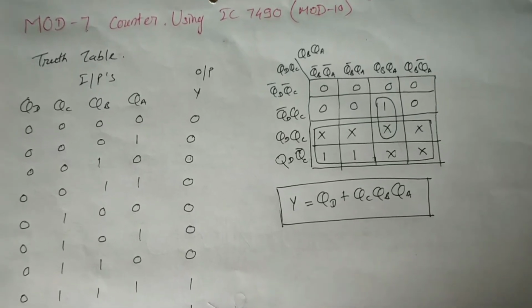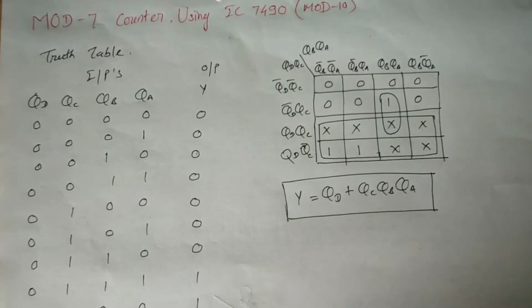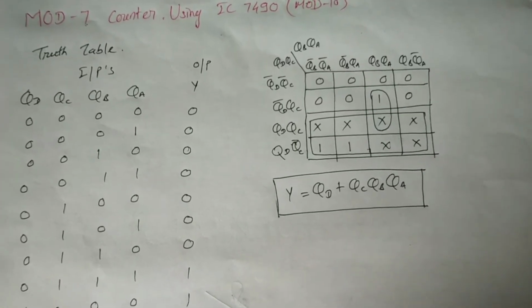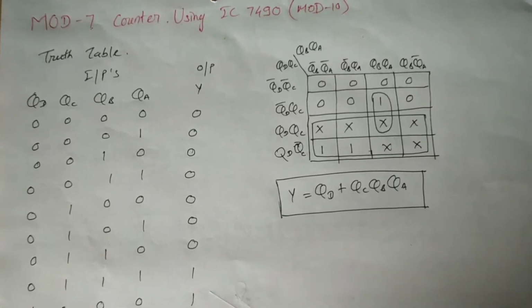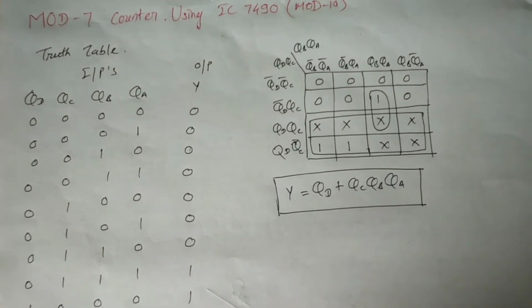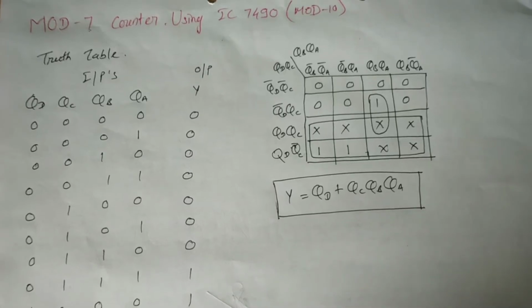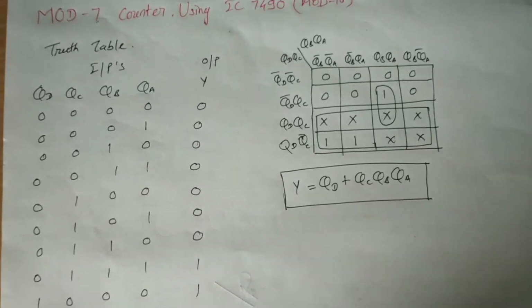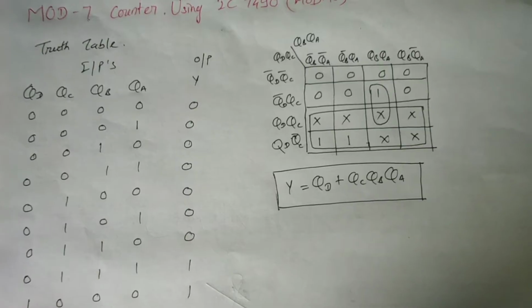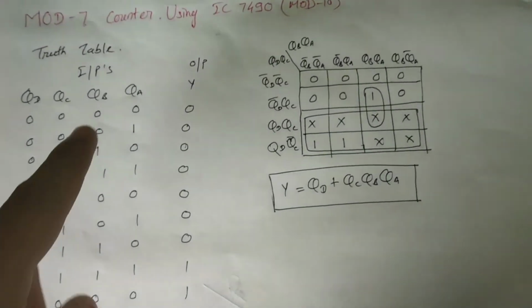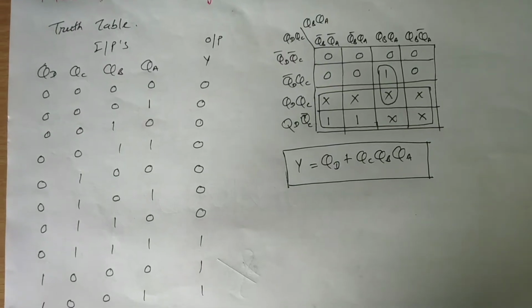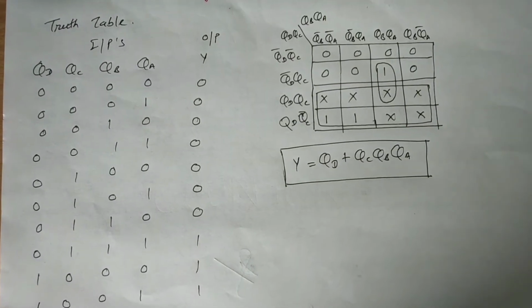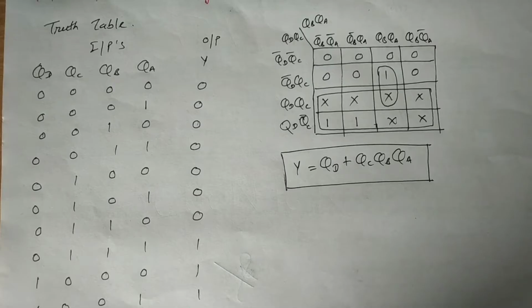So how should we draw the truth table? The truth table mainly consists of inputs and outputs. For example, if you want to implement mod 7 using a mod 10 IC, mod 10 means 10 states. So I have to write down the 10 states here, right? You can see that these are the states. So there are a total of 10 states, that is 0 to 9. The range is from 0 to 9, right?